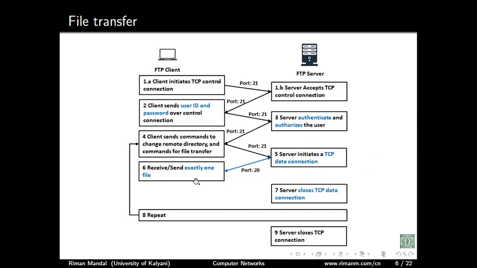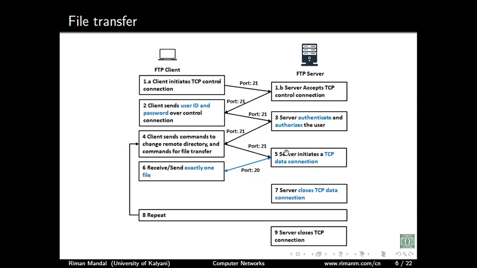In this sixth phase, the sender sends exactly one file. That means only one file will be transferred from the client file system to the remote file system, or vice versa, in a single instance of the connection.